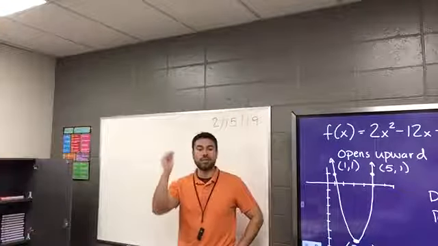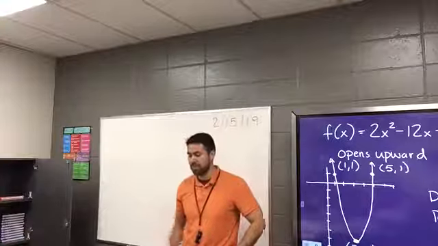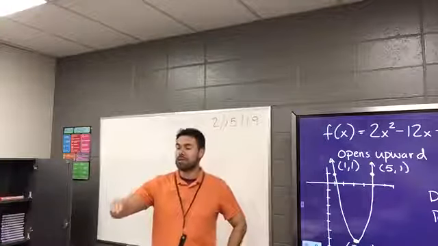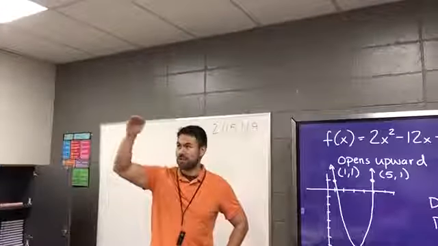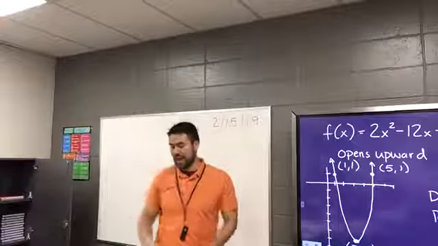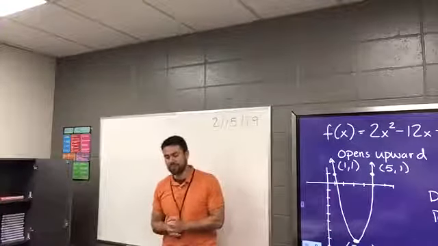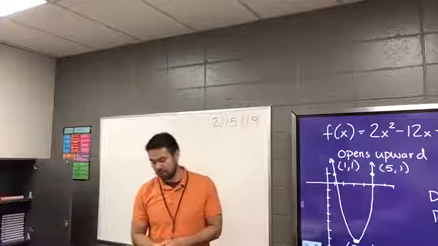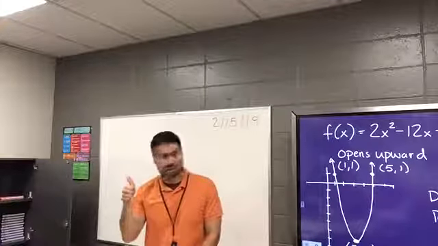What's a value? Negative 1. All right, good. You got that one. That means it has not a minimum value, but a maximum value. It can only reach up to this point. And what is the vertex of that graph? Negative 2, negative 1. Good. Negative 2, negative 1.